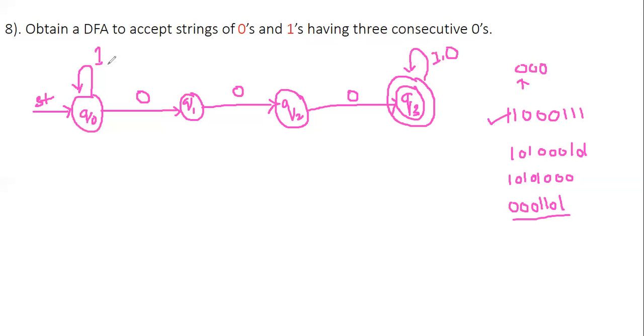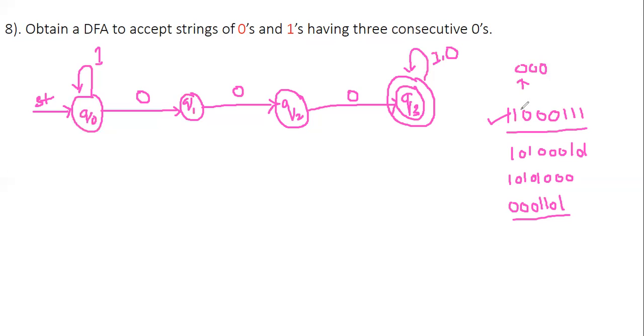See, if a number is beginning with any number of 1 followed by 3 consecutive 0 and ending with a combination of 1 0, or ending with a consecutive 1 or ending with a consecutive 0, it does not matter. Okay. So this will be the DFA which is accepting this variety of question.